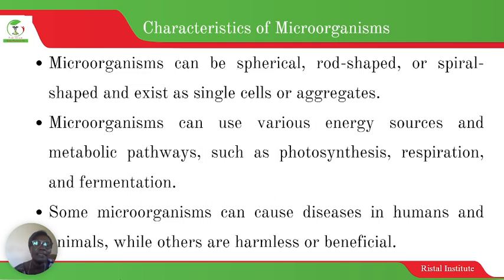Let's look at the characteristics of microorganisms. Microorganisms can be spherical, rod-shaped, or spiral-shaped, and they exist as single cells or aggregates. Microorganisms can use various energy sources and metabolic pathways. These include photosynthesis, respiration, and fermentation. All these processes are being utilized for the production of energy for the microorganisms.